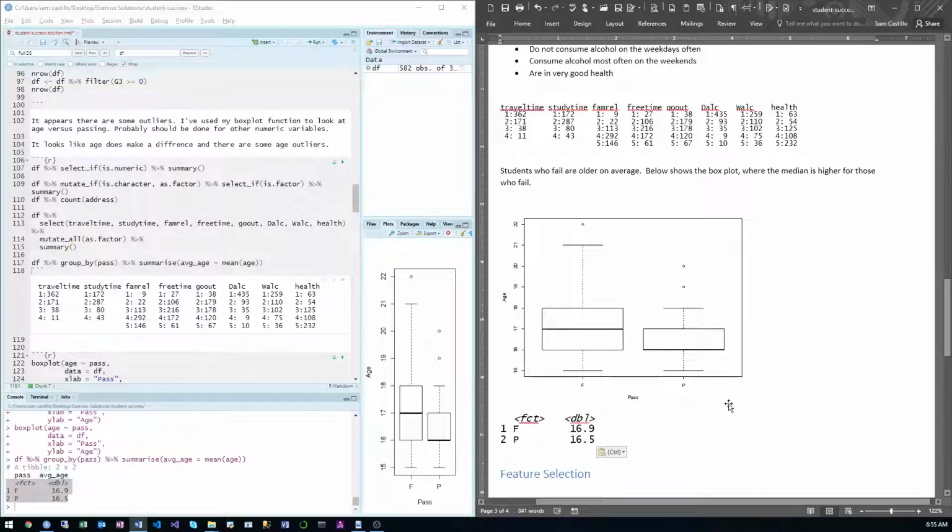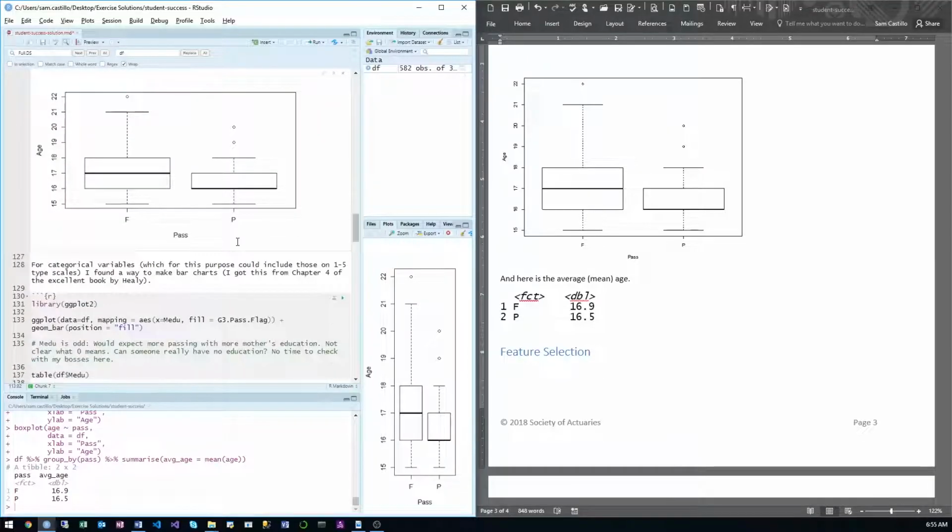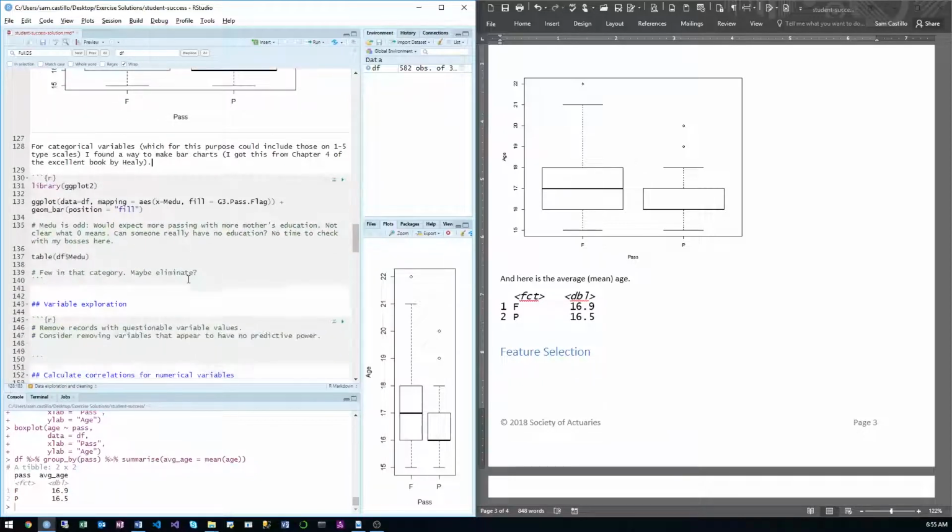Okay. For categorical variables, which for this purpose could include those on 1 to 5 scale types, I find a way to make bar charts. Oh, great. We've already spent a lot of time doing this.